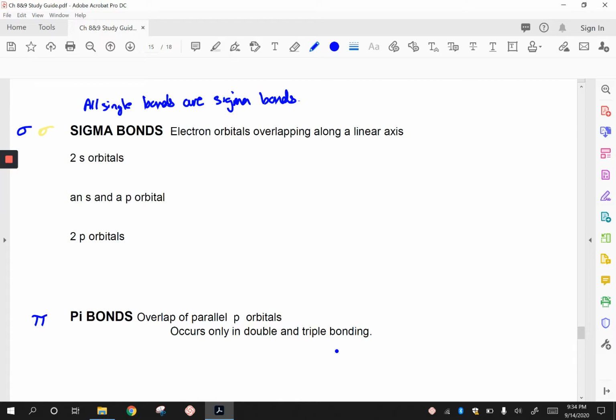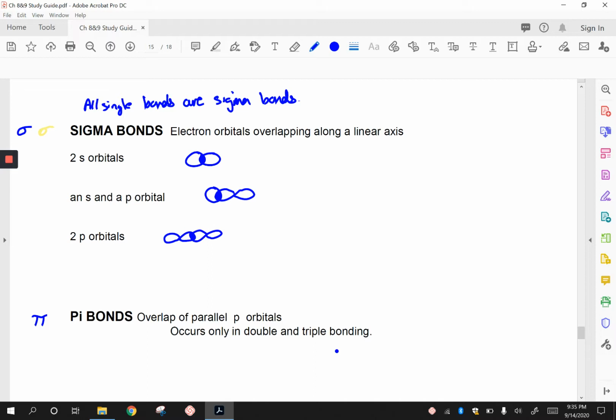So if you remember, s orbitals look like a sphere, p orbitals look like dumbbells. So if I have two s orbitals, so imagine two spheres overlapping like this, this overlap is going to be our sigma bond. If you have two p orbitals, so there's the first dumbbell, here's the second dumbbell, and so this overlap would be our sigma bond. Or if you have an s and a p, so there's your sphere, there's your dumbbell, this overlap would be your sigma bond.